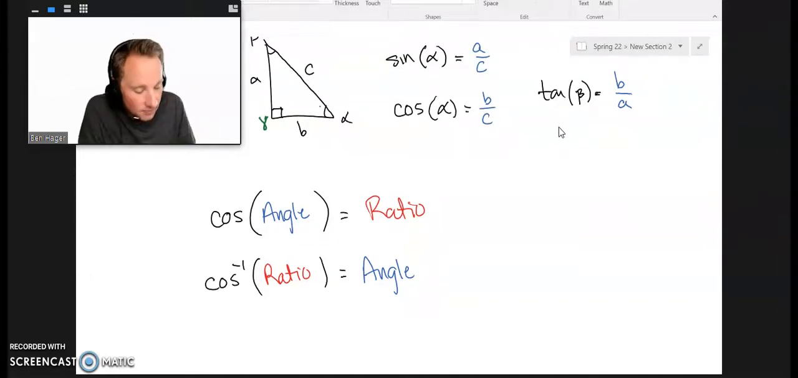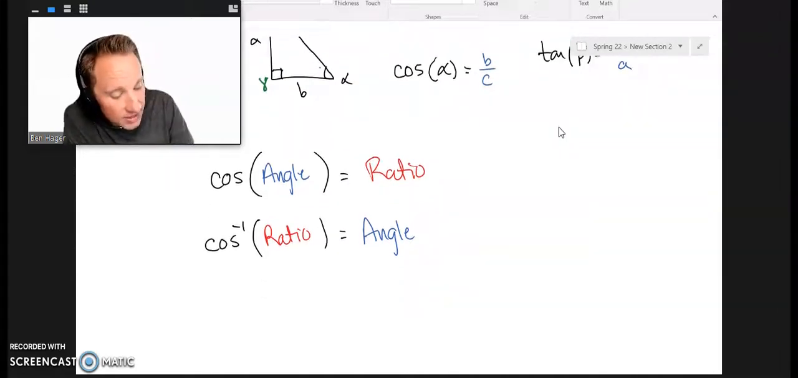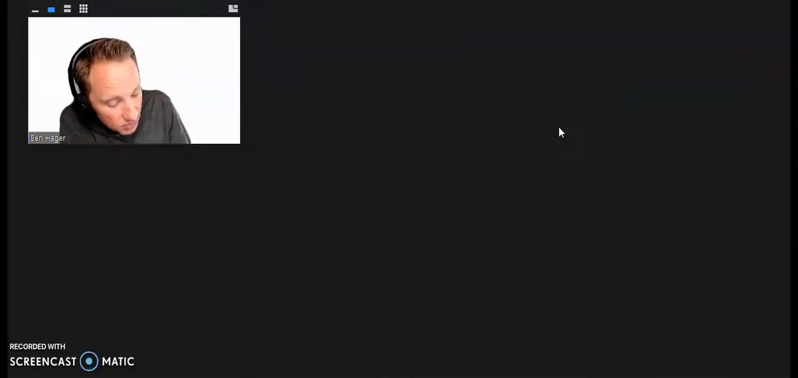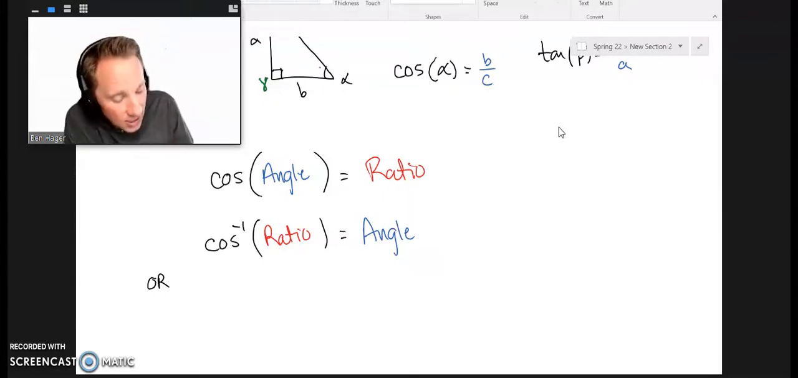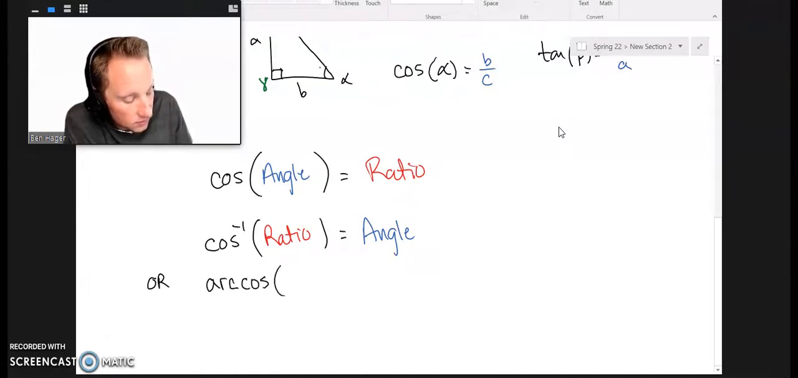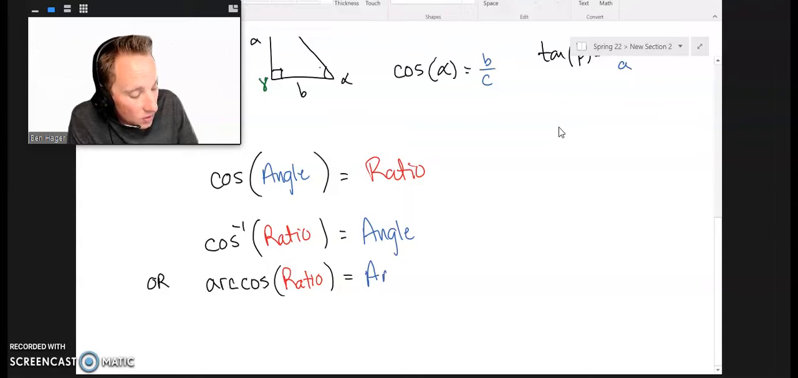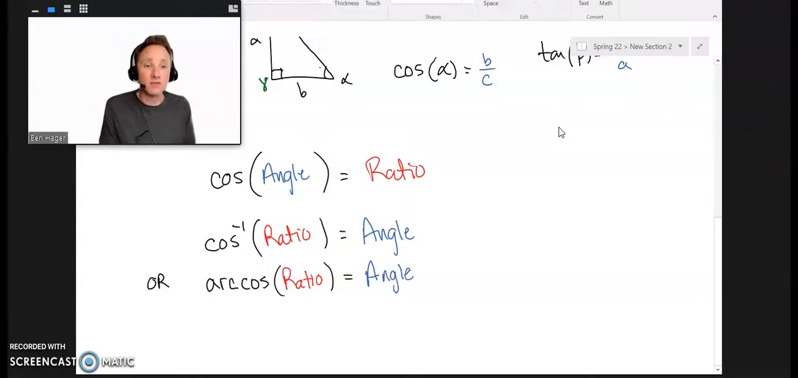And another way you may see this written, because some books use that little, looks like an exponent of -1, but really it's read as cosine inverse. Some books write arc cosine. So that arc notation, whether it's arc sine or arc cosine or arc tangent, it is 100% the same as the inverse function. It's just tomato, tomato, two different ways of writing it.